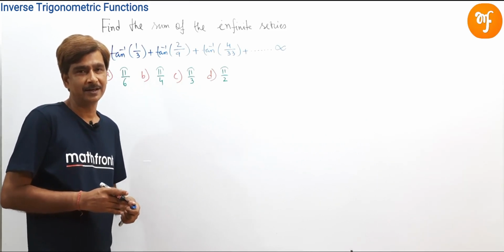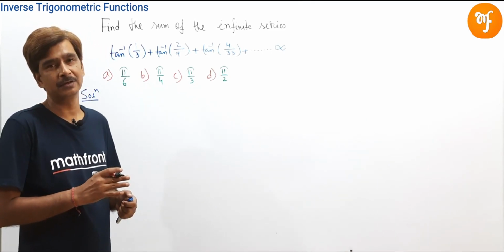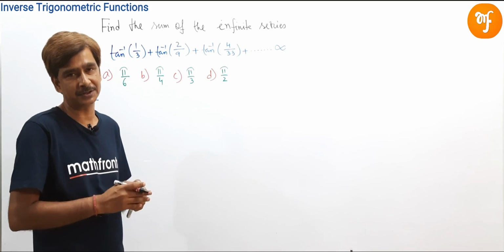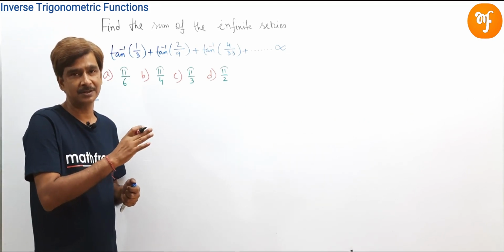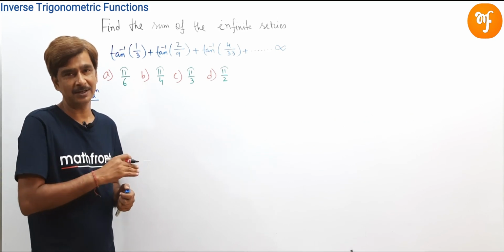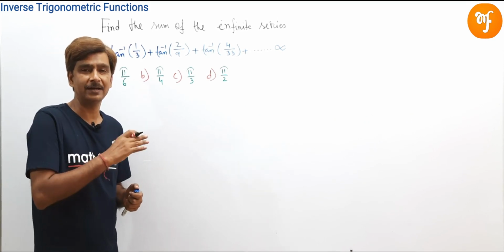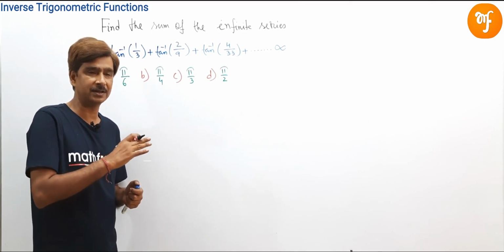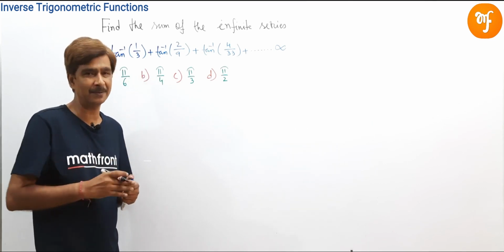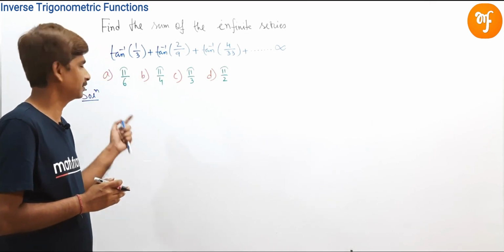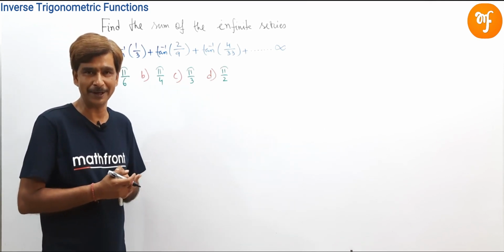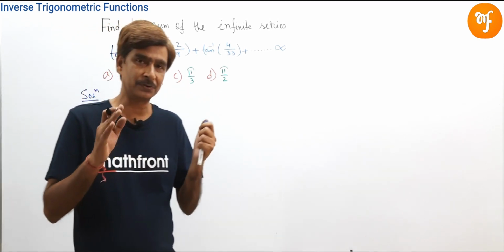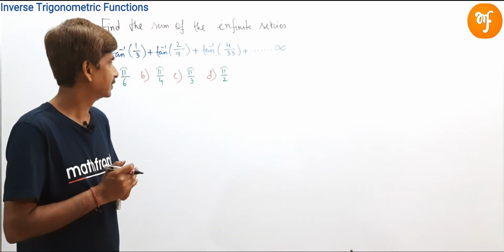So friend, look at the question based on series of inverse trigo functions. We have to find the sum of the series tan inverse 1 by 3 plus tan inverse 2 by 9 plus tan inverse 4 by 33 like this till infinite number of terms. And options are given as pi by 6, pi by 4, pi by 3 and pi by 2. Okay. Now look how to solve this type of numerical.